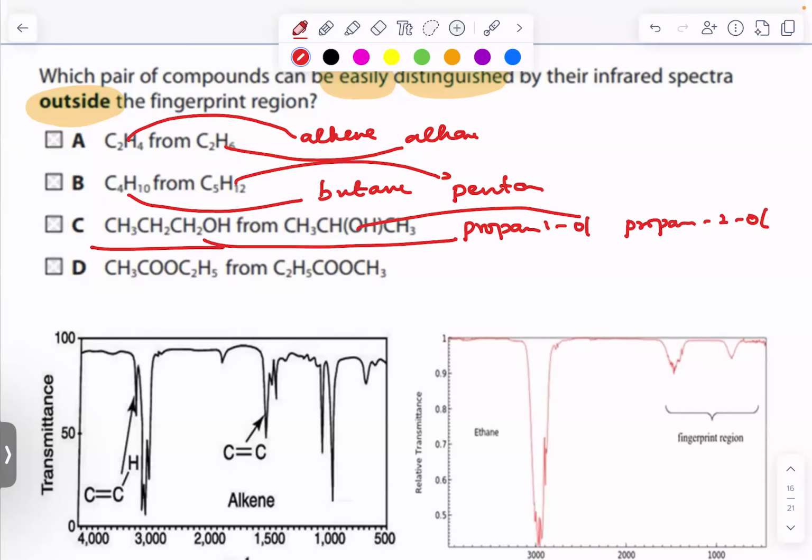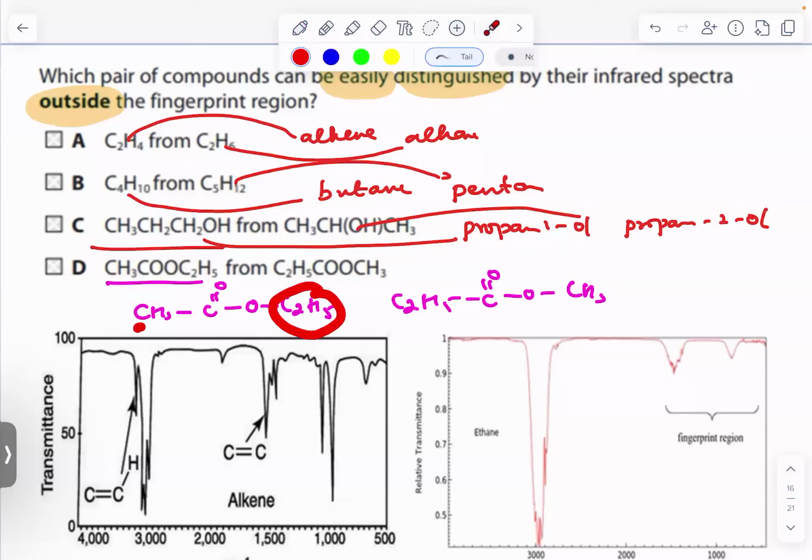Now, what is this? This is ketone, yeah? This is CH3C, sorry, this is ester, and this is also ester. Can you name them? So this is ethyl ethanoate, and this is methyl propanoate. Am I right? Okay. So have a look. Let me write.